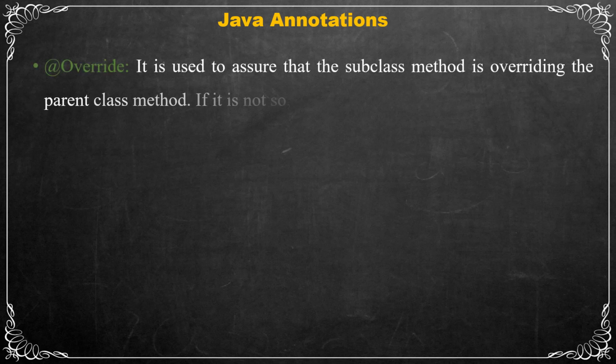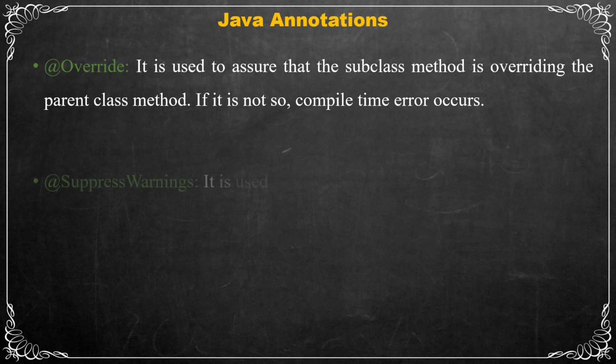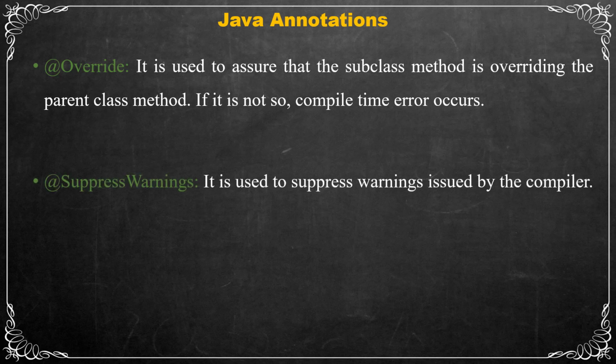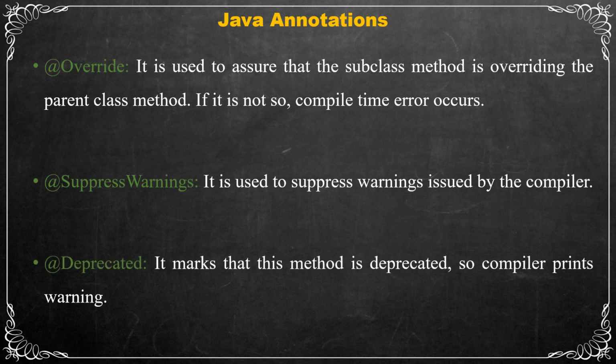Override annotation is used to assure that the subclass method is overriding the parent class method. If it is not so, a compile time error occurs. Suppress warnings annotation is used to suppress warnings issued by the compiler. Deprecated annotation marks that this method is deprecated, so the compiler prints a warning.